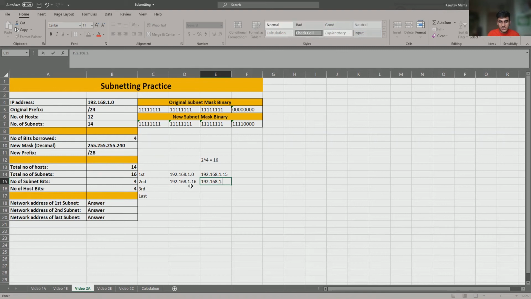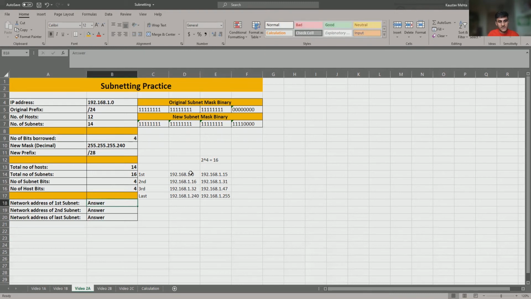192.168.1.31. The third will start from 32 and all the way till 47. And then the fourth one would start from 48 and so on. And then we come to the last one, which starts from 192.168.1.240. And if we add 15 to 240, it's basically 255. So 192.168.1.255. So our broadcast is 255.